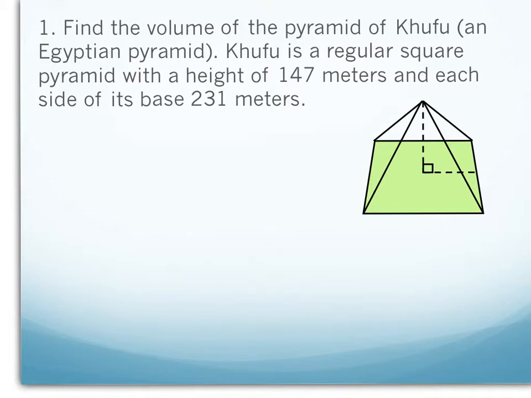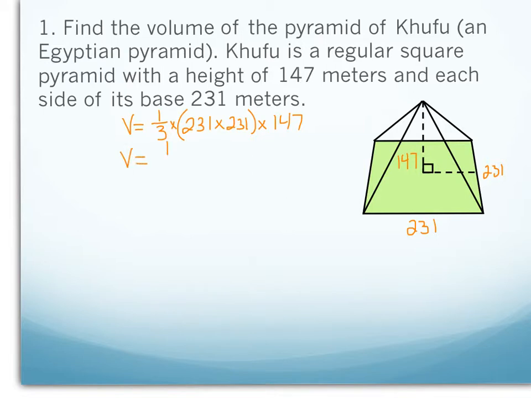In number 1, we want to find the volume of the pyramid of Khufu, an Egyptian pyramid. Khufu is a regular square pyramid with a height of 147 meters and each side of its base 231 meters. So our base is 231, and our height is 147. So volume will equal 1/3 times the area of the base. Since it's a square, we'll just take 231 times 231, sides are the same, times our height, 147.